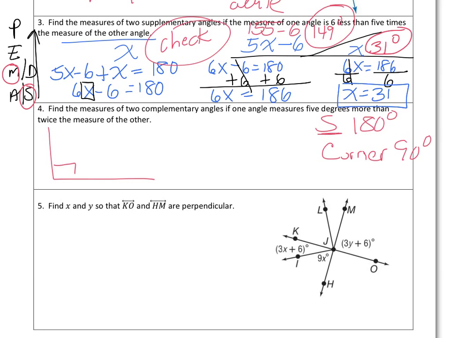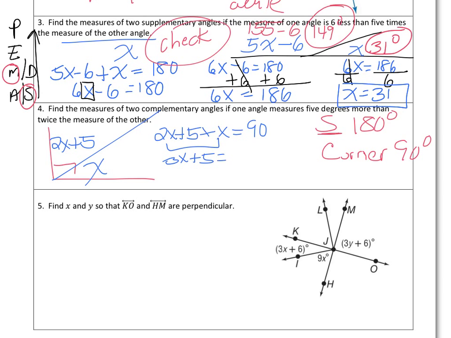Okay, so let's draw some sketch. So we've got an unknown angle, and the other angle is 5 degrees more than twice the measure. So twice the measure of x is 2x, and 5 more than that is 2x plus 5. So we can write an equation here, 2x plus 5 plus x equals 90, because they are complementary. 2x plus x is 3x plus 5 equals 90.